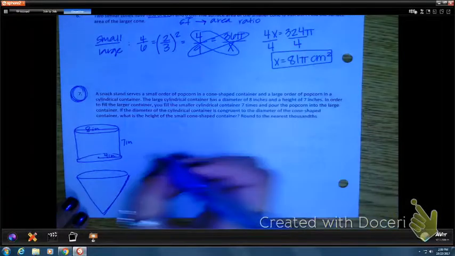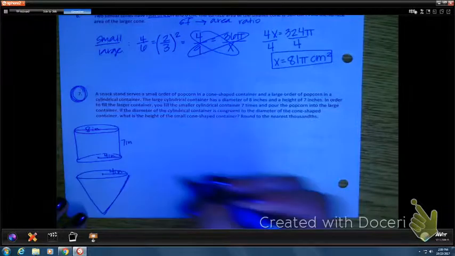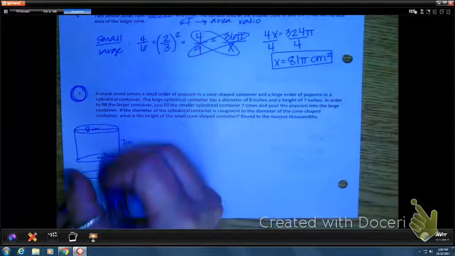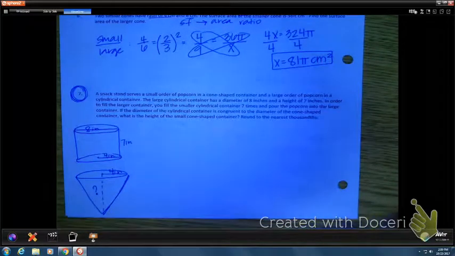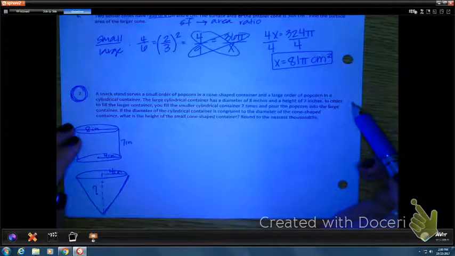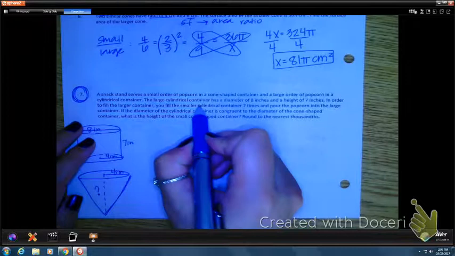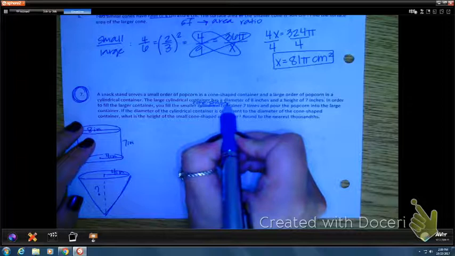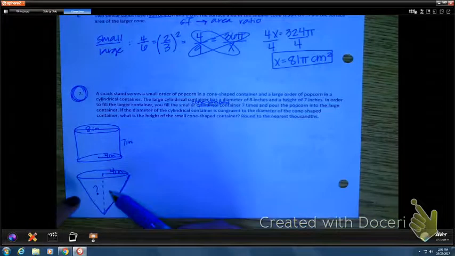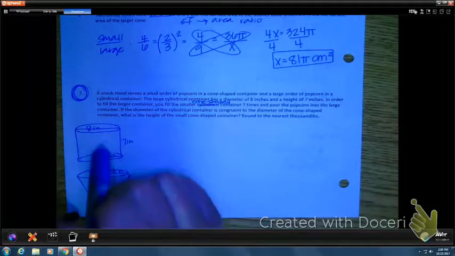Okay, your cone has the same diameter as your cylinder, so it has a radius of 4 inches, diameter of 8 inches, and our height is what we're looking for. What was throwing me off is there's a typo. It says in order to fill the larger container, you fill the smaller containers 7 times. This should be cone-shaped. So 7 of these fills all of this. So it takes 7 of these to fill 1 of these.